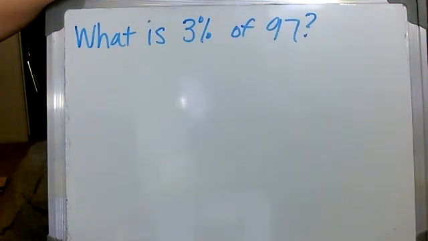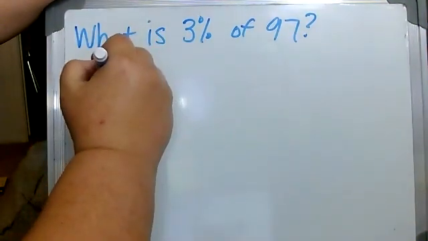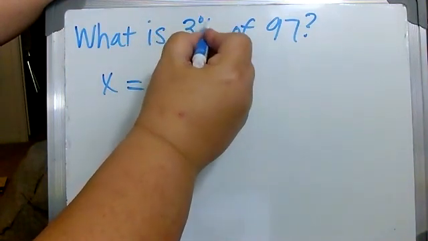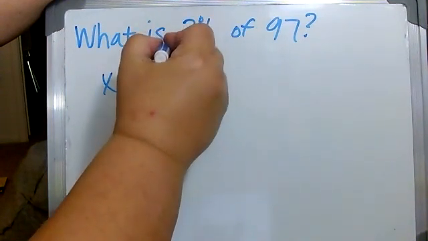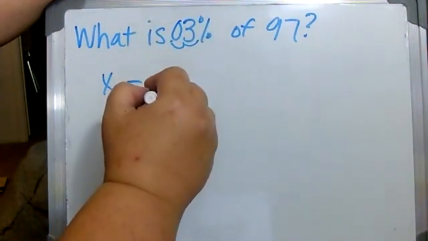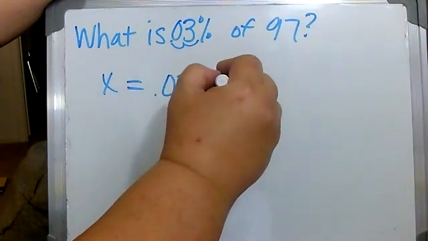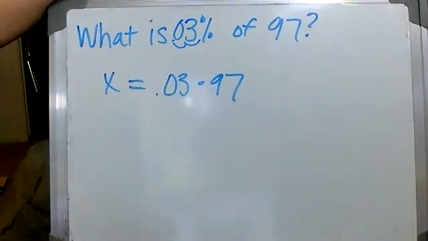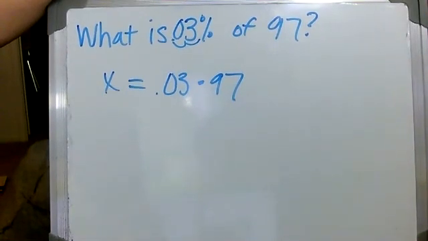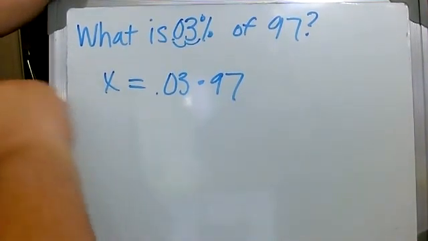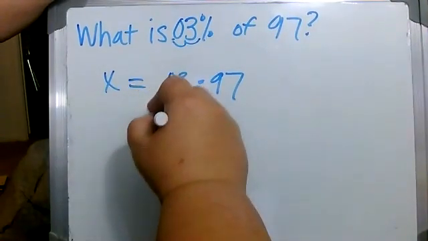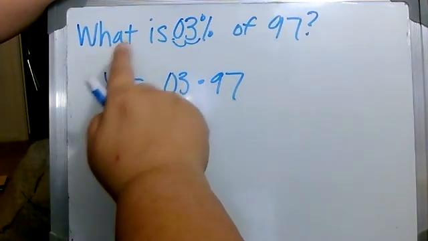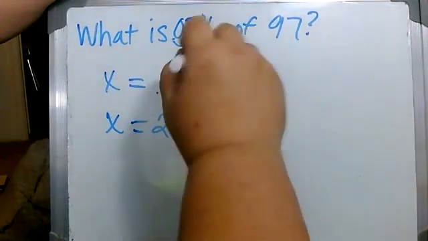Okay, so here's what the problem is going to look like. What is going to be your x? That is your equals. This, you're going to start right here where the percentage is and move it over 1 and 2, making you have to put a 0 there. 0.03 of, which is multiplication, 97. From there, it's just basic, simple math. 0.03 times 97 is 2.91. Okay. 3% of 97 is 2.91.